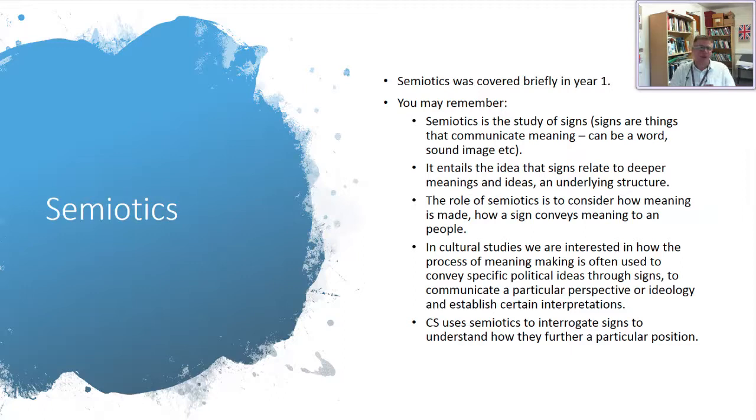Semiotics is used in a whole variety of disciplines. It's also used in the teaching of advertising, and we teach advertising students how to use semiotics to create texts. But here we're trying to unpack the visual meaning of signs using semiotics to do that. We're doing it particularly to reveal the underlying ideological messages implicit within certain signs. So cultural studies uses semiotics to interrogate signs to understand how they further a particular position.